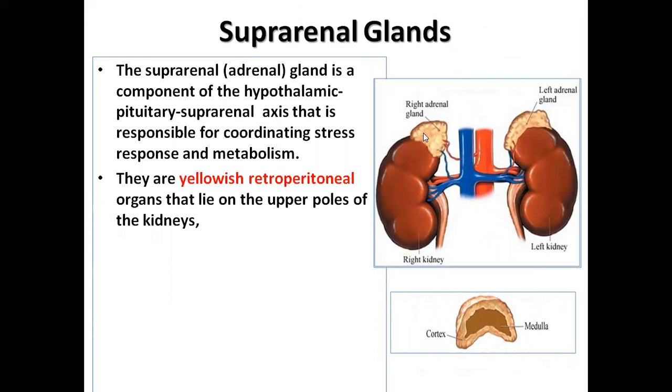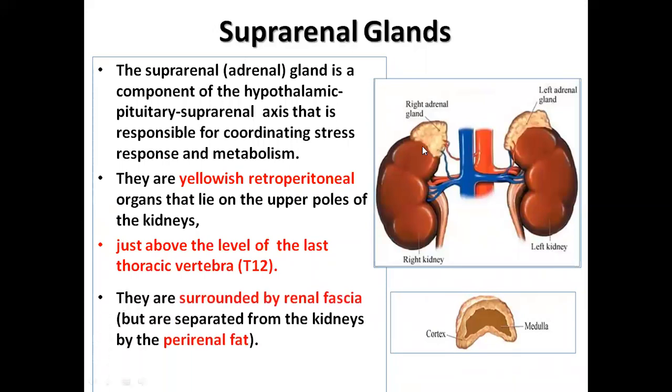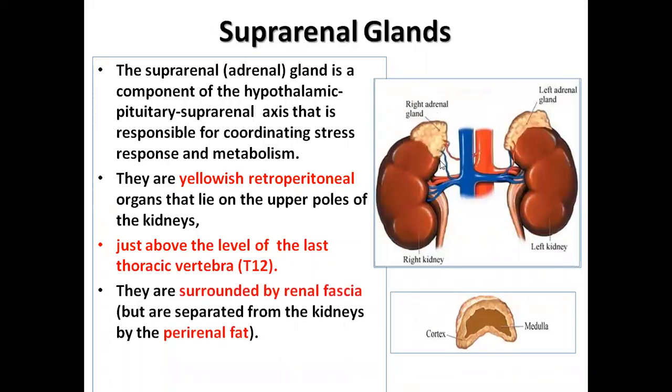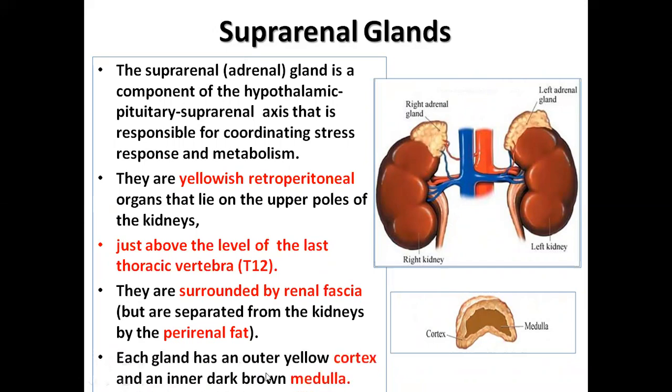So they are yellowish retroperitoneal organs, same like kidney. They lie behind the peritoneum on the upper pole of kidneys, just above the level of the last thoracic vertebra, that is T12. They are surrounded by renal fascia, but are separated from the kidneys by perirenal fat. The renal fascia we have discussed just now in the previous class, like it is splitting to enclose this, isn't it? Then each gland has an outer cortex and medulla, same like kidney. This is the cortex area and this is the medulla area.